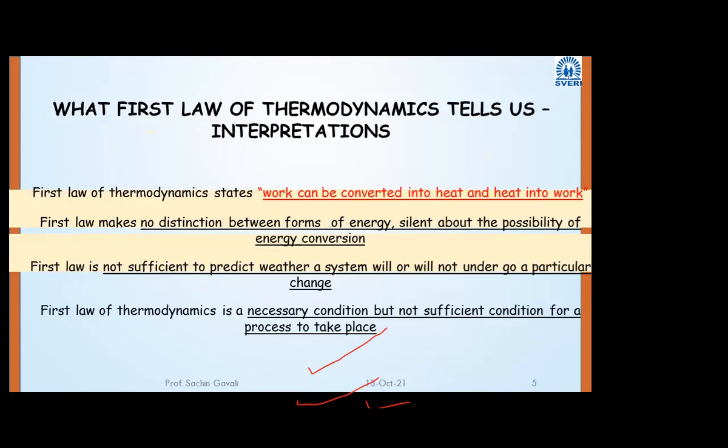For example, water flows from a high potential head to a low potential head, or from a high height to a low height, naturally. But we cannot pump water, or any fluid, from a low head to a high head.